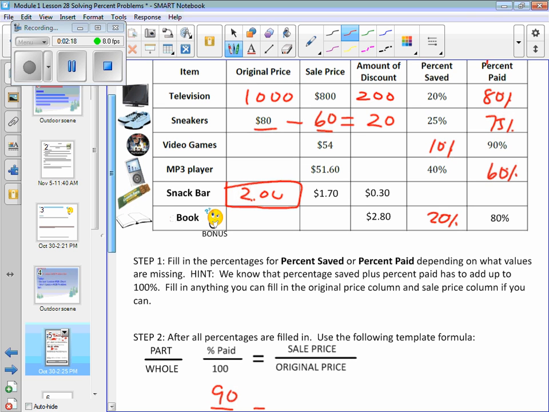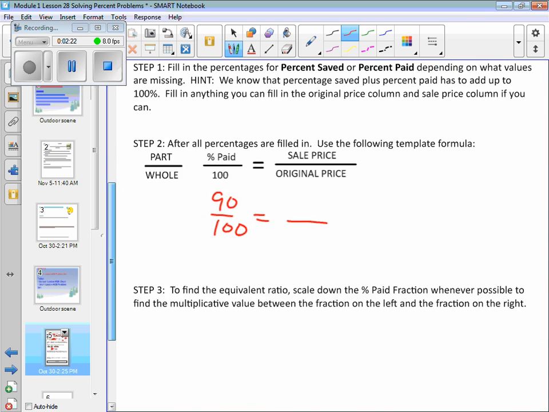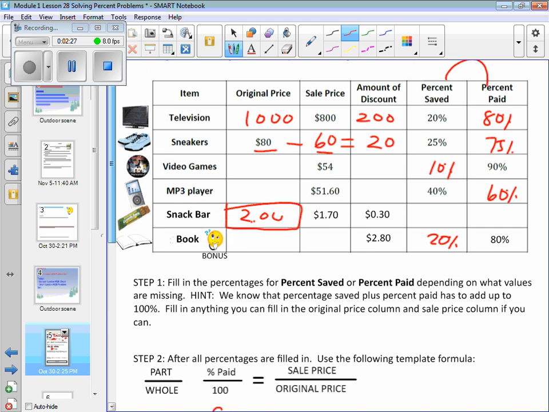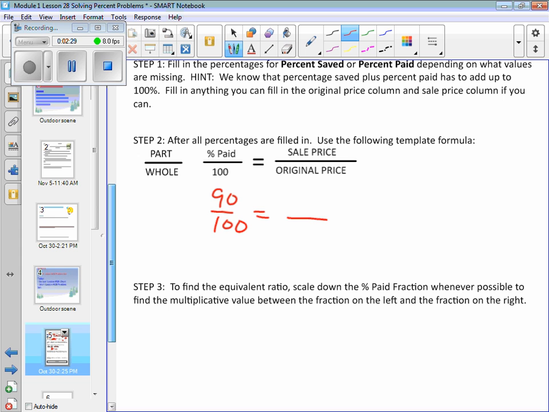We are trying to find the amount of discount and original price. So we do not have original price, but we do have a sale price of 54. All right. What do I do to my original ratio, 90 over 100?